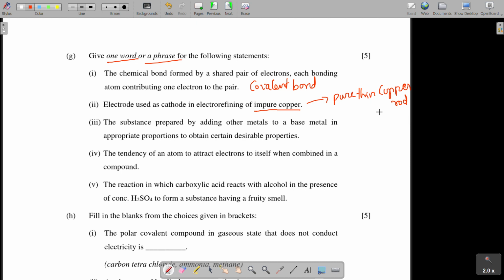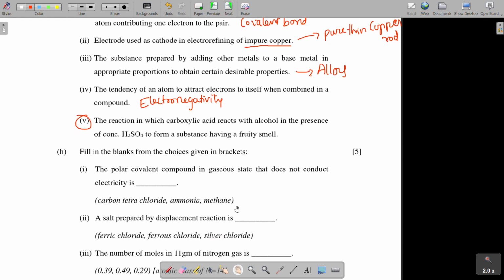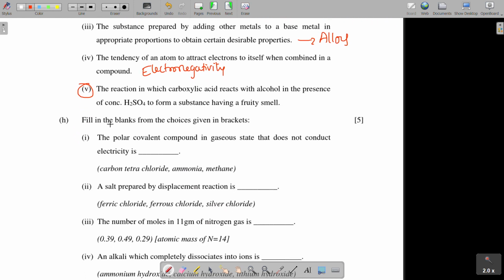It should be pure. Okay, the substance prepared by adding other metals to a base metal in appropriate proportions to obtain certain desirable properties. Alloy. The tendency of an atom to attract electrons to itself when combined in a compound. Electronegativity. The reaction in which carboxylic acid reacts with alcohol. Okay, this is out of syllabus now. This is called esterification, but it is out of syllabus now.